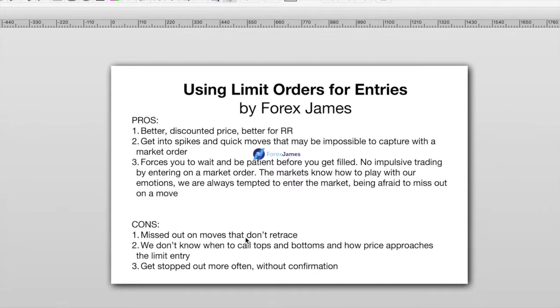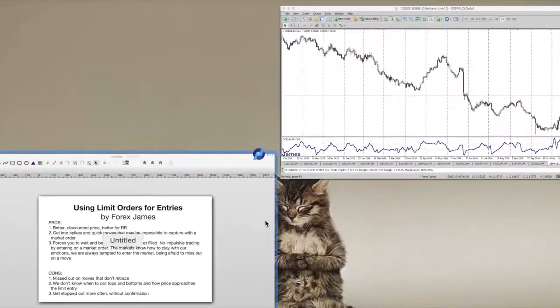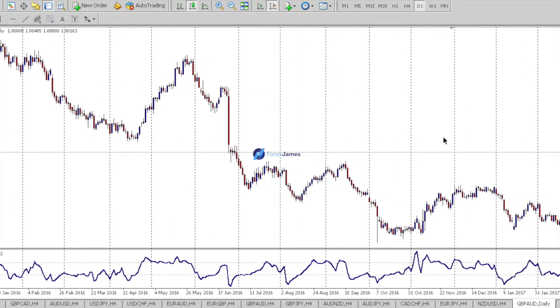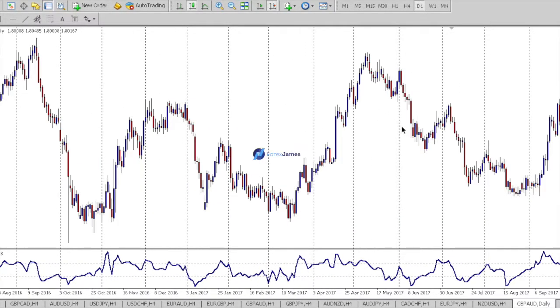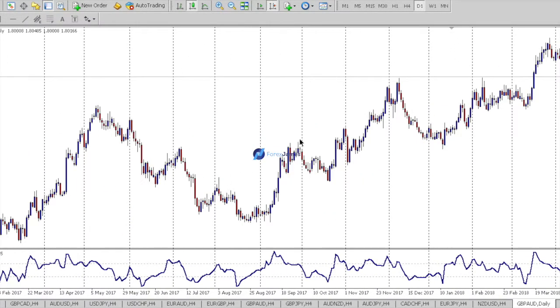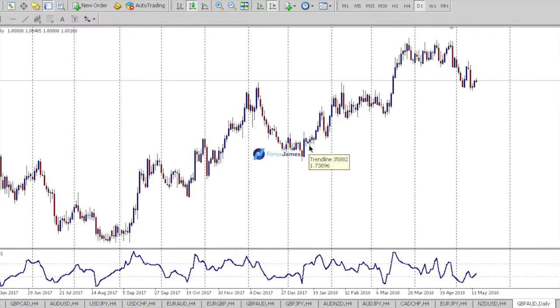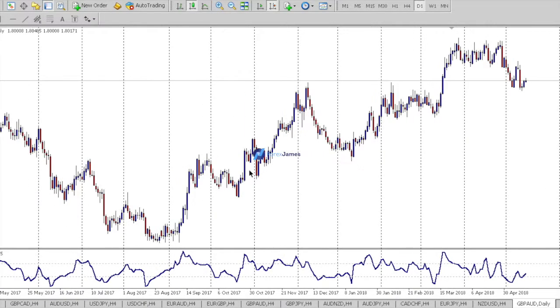Missing out on a move that doesn't retrace. This usually happens on V-shaped reversals. Let me see if I can pull out an example here. Right here.